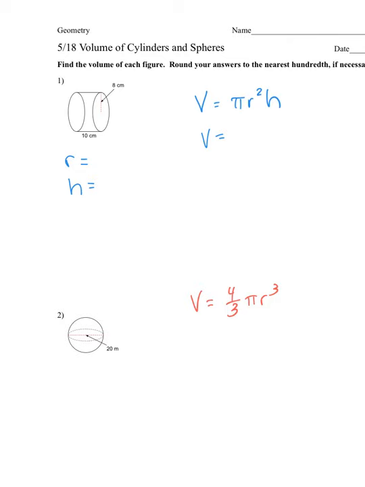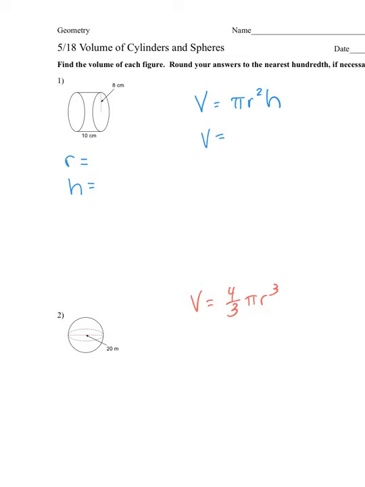We'll have one more test and you'll be finished with this thing we call geometry. We're doing volumes of cylinders and spheres, and the formula for a cylinder is pi r squared h. So all we need to do is find the radius and the height.